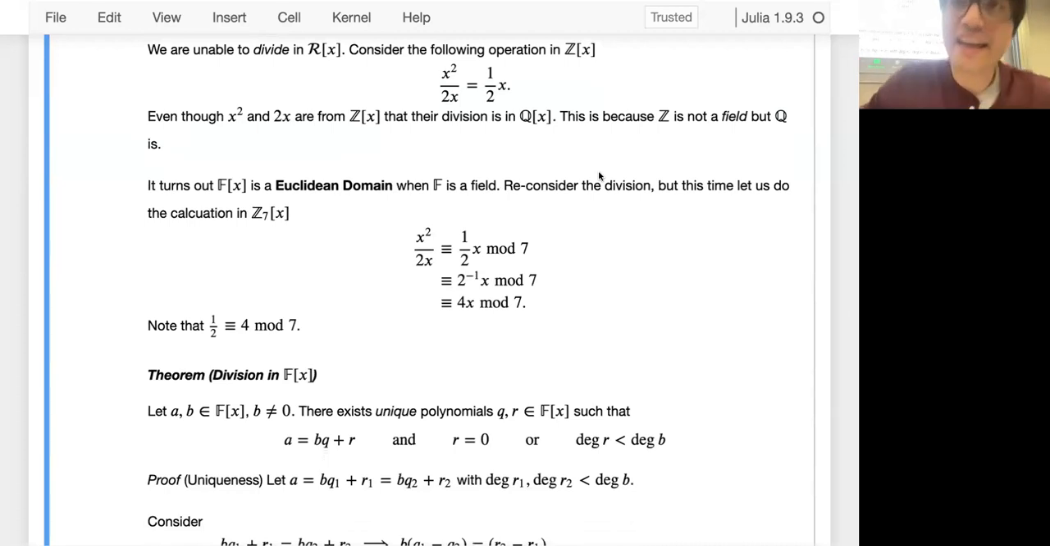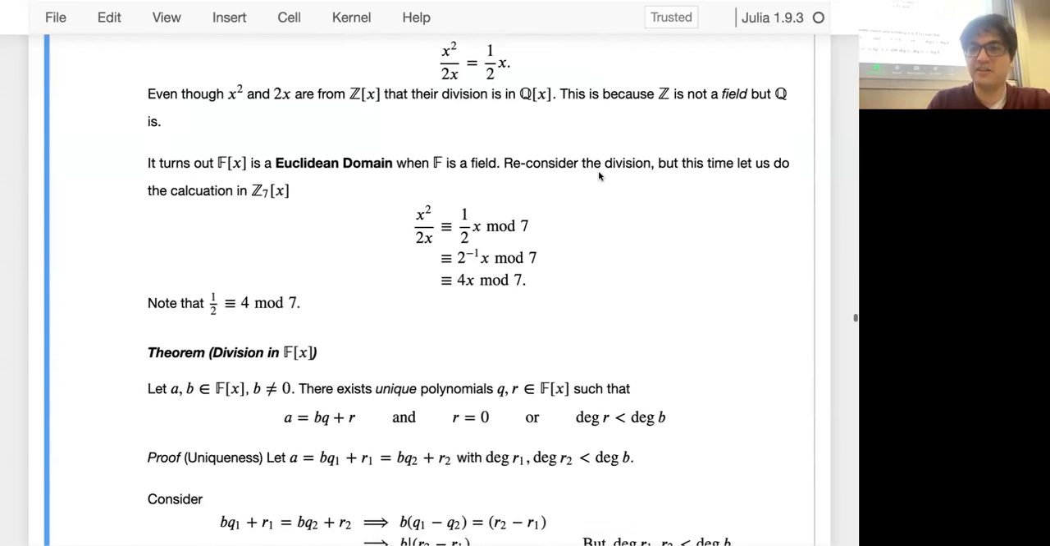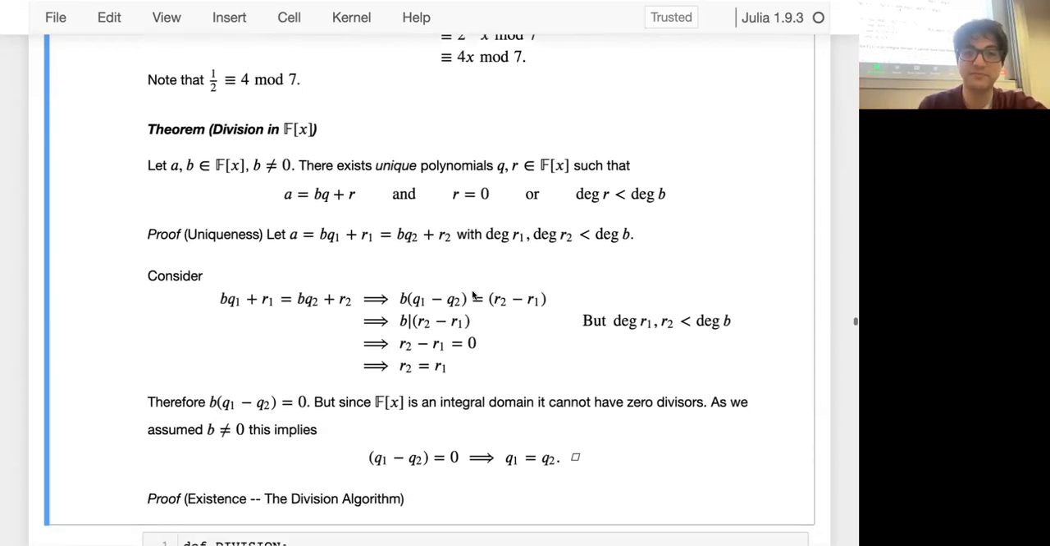It turns out that the ring of polynomials with coefficients from a field forms a Euclidean domain. I'm not going to prove it, but this means that we get division and the extended Euclidean algorithm and GCD. We got all the fun stuff that we had on integers that we're going to need. So let's reconsider the division. Let's do this calculation now in Z7. Oh, geez, the example was right here. So I can do x squared divided by 2x mod 7. That's going to give us 4x mod 7. So we're working mod 7, and we produce divisions mod 7, which is fine.